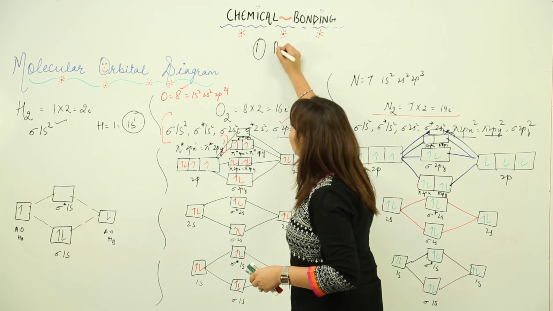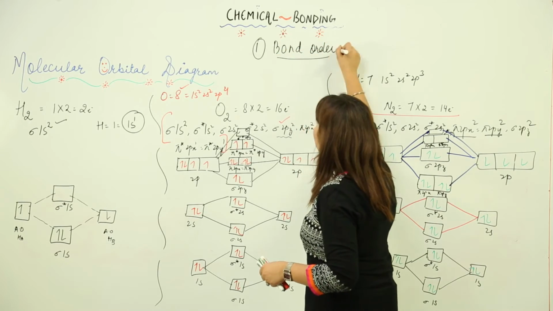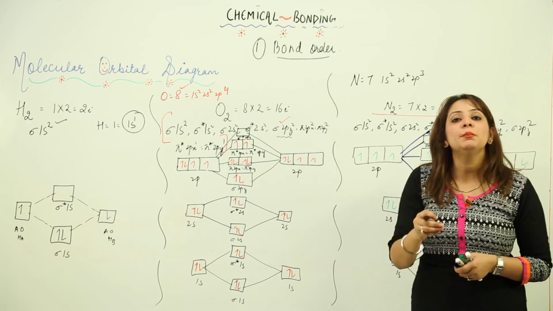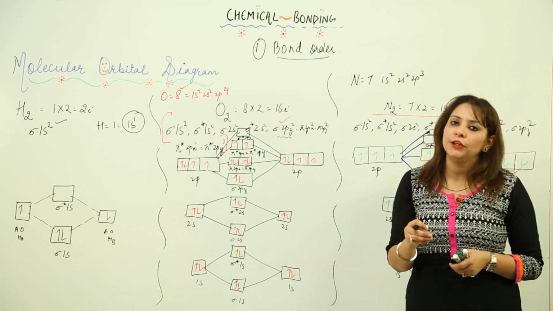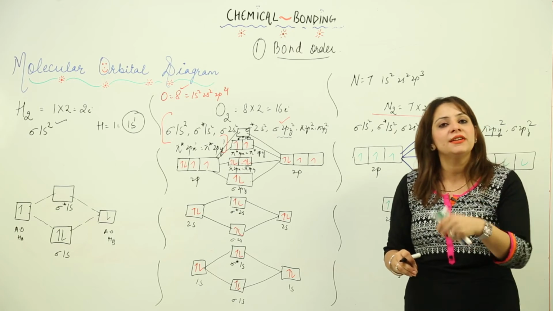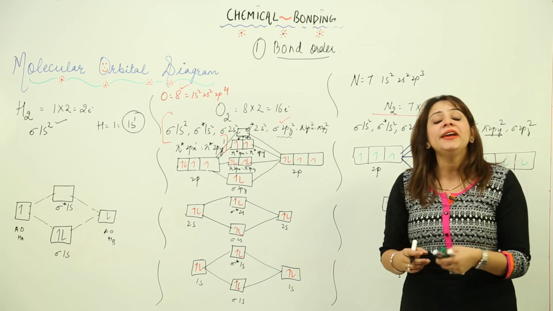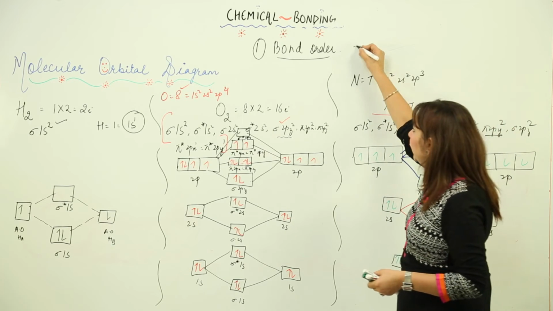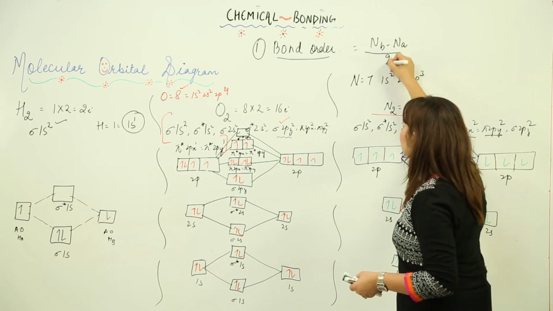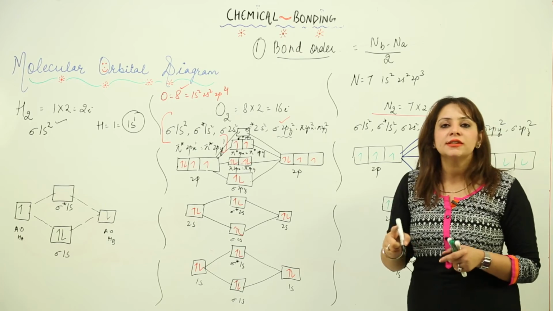First property is bond order. Bond order indicates the number of bonds present in a molecule. That means whether there is a single bond, a double bond, or a triple bond. So that is indicated by bond order. Now how do we calculate the bond order? It is bonding electrons minus anti-bonding electrons divided by 2.